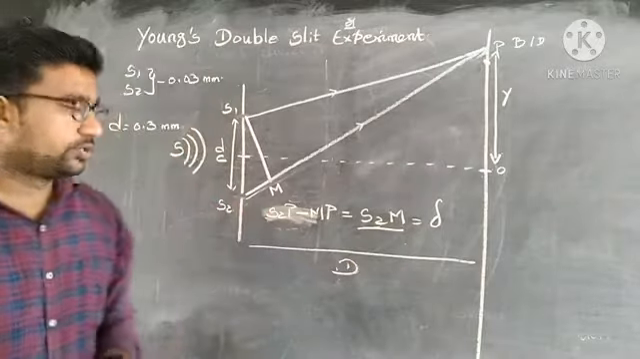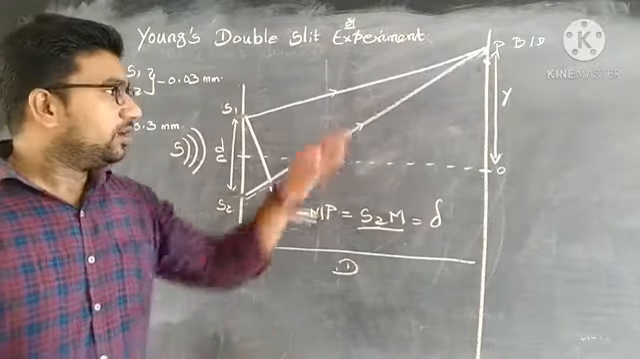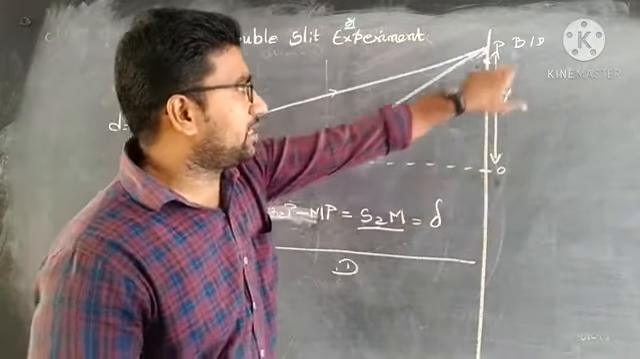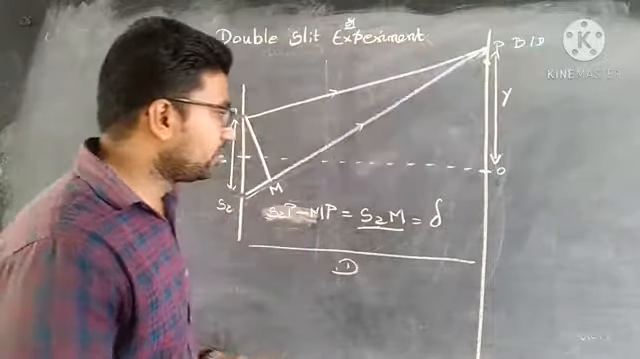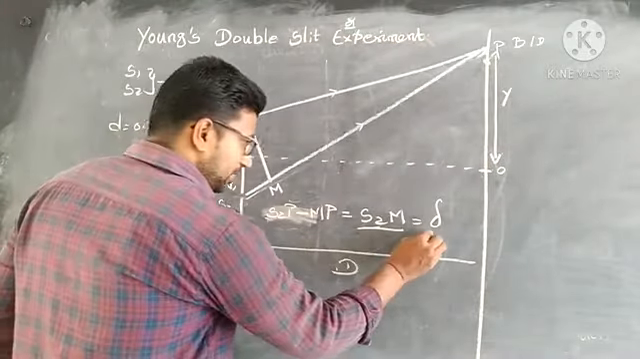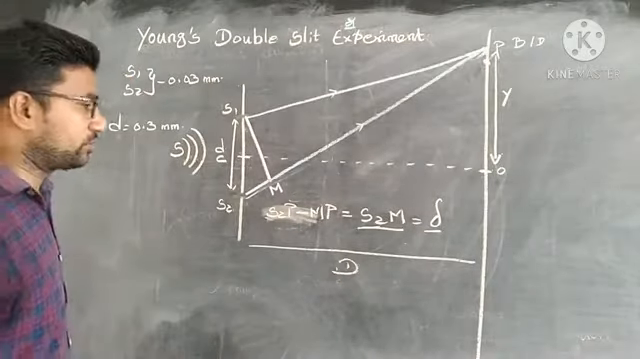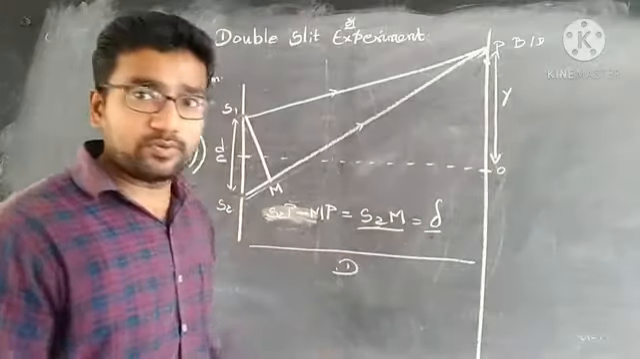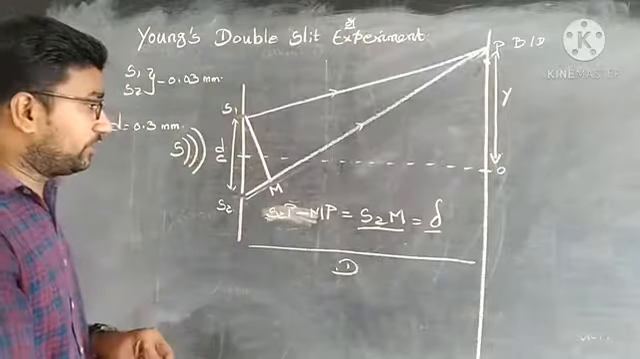S2M. So by this expression, I am going to get the distance between the center of the screen and the bright and dark fringes at the point P on the screen. By using the path difference delta, I am going to find out the expression value also. Now the path difference is identified as S2M. What is the value of S2M? How will we detect the value of S2M?